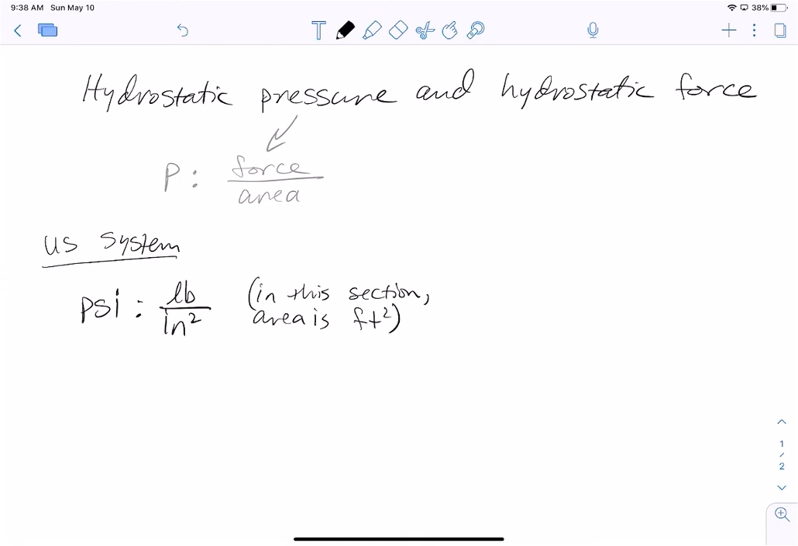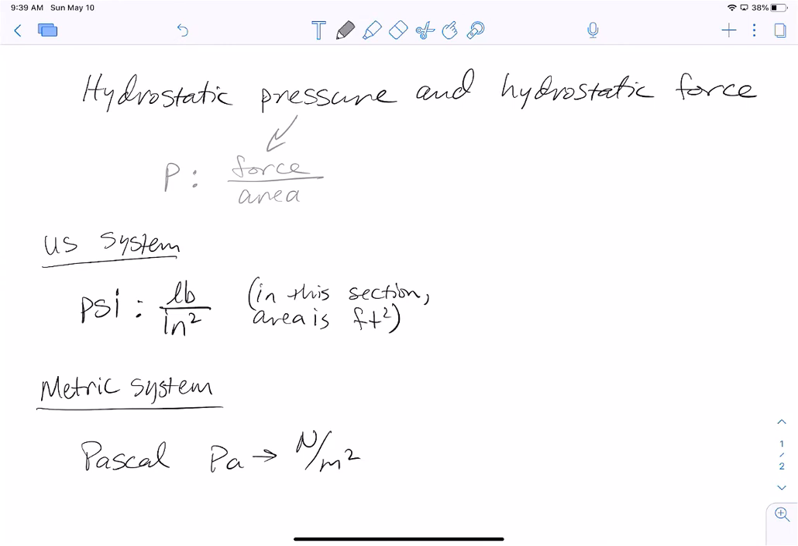And in this section, our area is going to be actually in square feet. I just wanted to relate PSI to something you may have seen in the past. In the metric system, our unit of pressure is the Pascal. And a Pascal is a Newton per square meter. And you may recall that a Newton is a kilogram times gravity. That is, force is mass times acceleration.